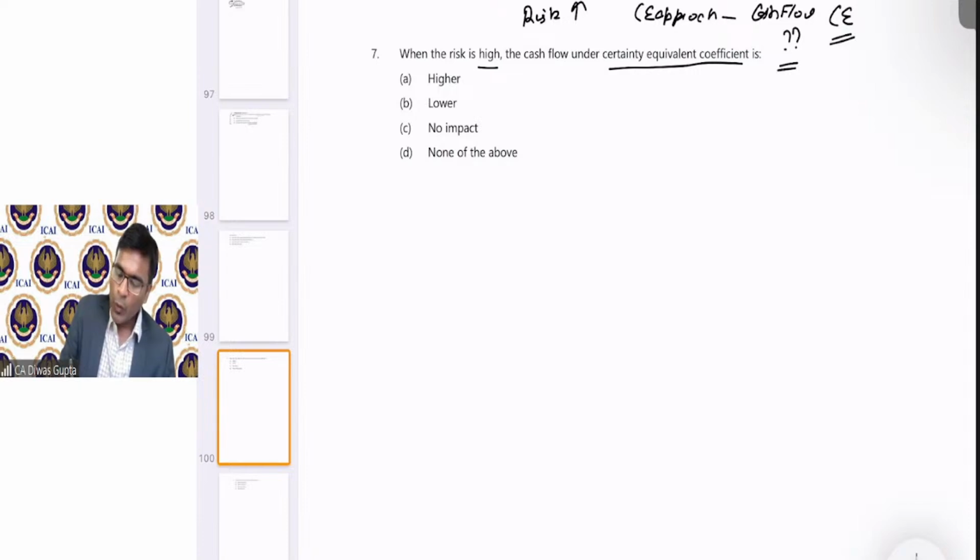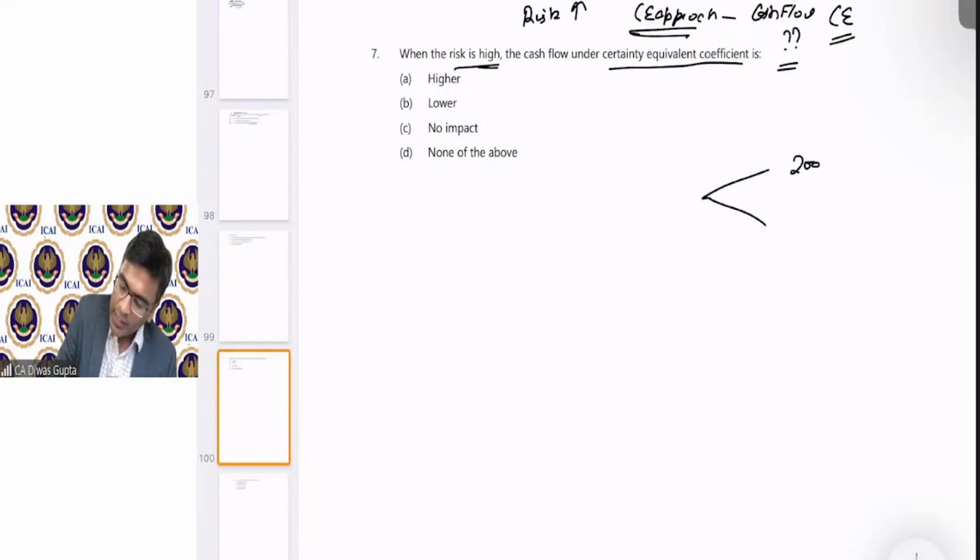So students, please note that what is CE approach? What do we really try to achieve through CE approach? We try to get to the guaranteed cash flows, right? And what are guaranteed cash flows? Guaranteed cash flows are those which don't have any risk element. So if the risk is high, that means the guaranteed cash flows will come down.